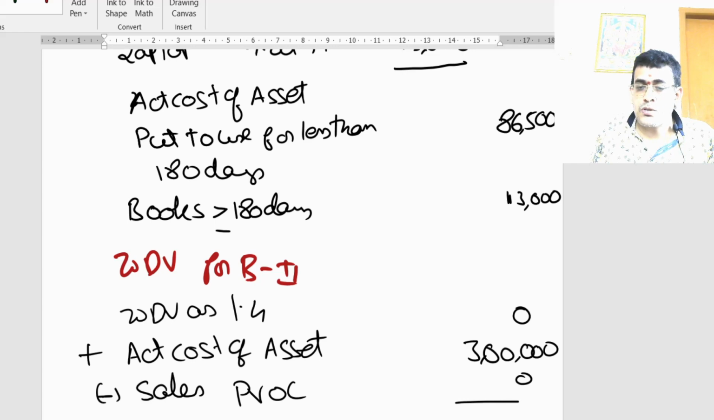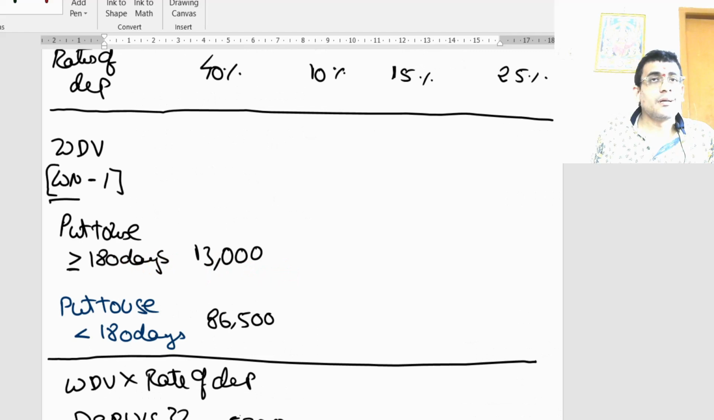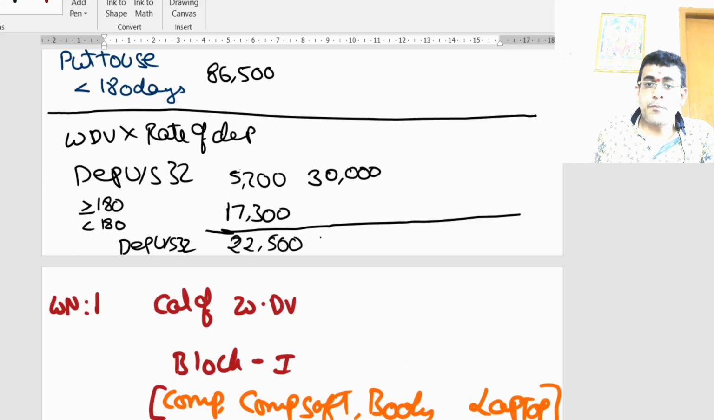As the asset is put to use for a period of more than 180 days, you are supposed to take the full rate of depreciation. So for the asset put to use for a period of greater than 180 days, you consider 3 lakhs. Then depreciation is 10% into 3 lakhs, which is going to give you 30,000. So the depreciation for your block number 2 is going to be 30,000.